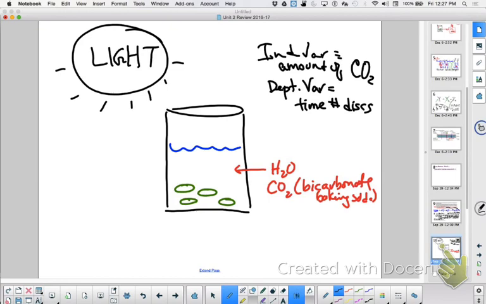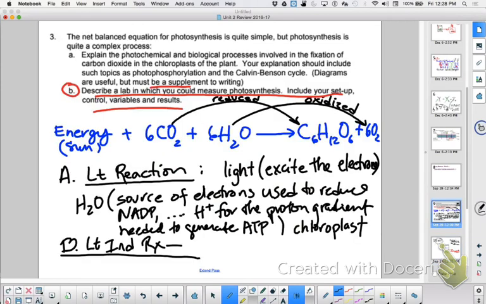But if they're doing more photosynthesis than cellular respiration, because we have the CO2 in solution, then we are assuming that's going to produce oxygen. Oxygen will take up the space in the leaf discs, and then they will float as they have increased amounts of oxygen produced. Okay? So that would be your experiment to back up your understanding of photosynthesis.